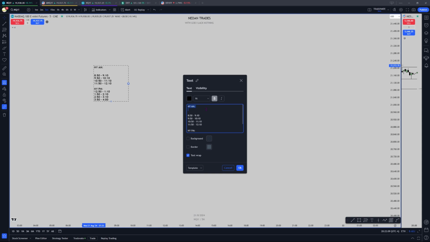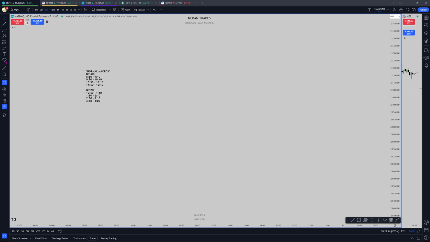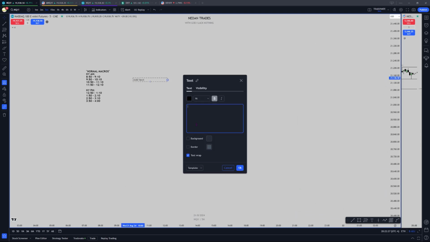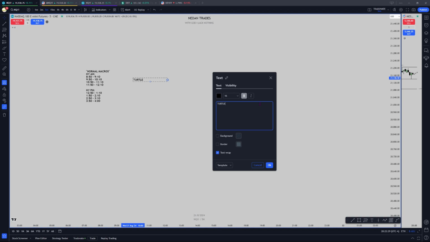Let me just write this on top. So these are just normal macros. These are your first macros, and there's a second set of macros which a lot of people don't know about, which are your turtle soup macros. Essentially, instead of the last 10 minutes and the first 10 minutes of the hour, it would be the first and last 20 minutes of the hour. So I'll just write them all out real quick.